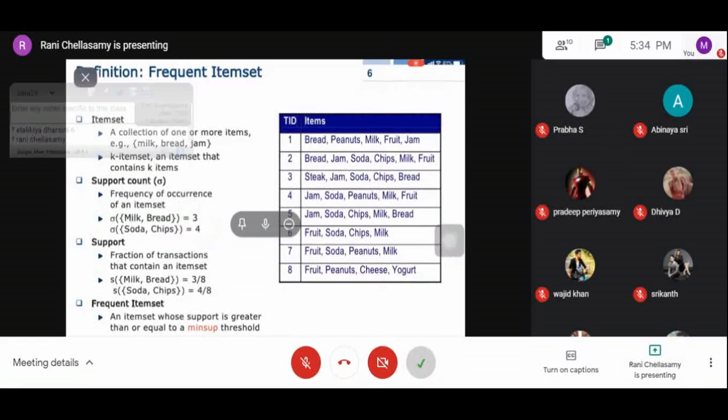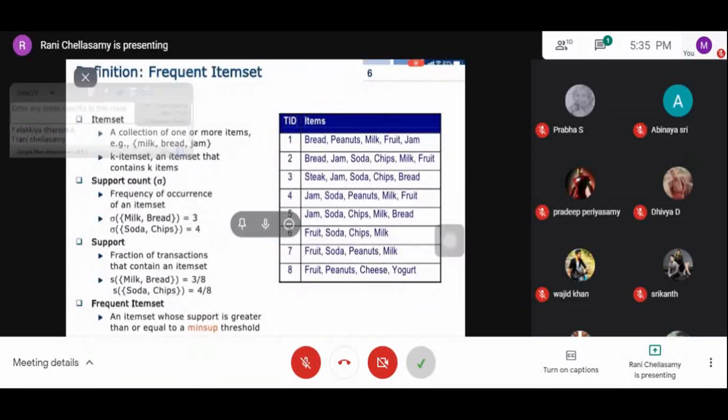So what about support? First you need to calculate the support count. Next you need to find the support. Support is defined as the fraction of transactions that contain an item set. The total number of transactions in the database is 8, so you have to divide by that. The support of milk and bread: you have already counted the support count as 3 out of a total of 8 transactions, so 3 by 8.